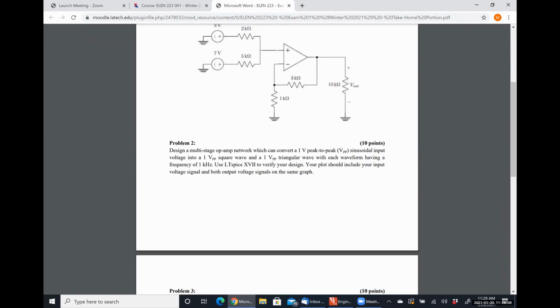You're not necessarily. So you're talking about your problem where you're asked to design a multi-stage op-amp network, which will convert a 1 volt peak-to-peak sinusoidal input into a 1 volt peak-to-peak square wave and a 1 volt peak-to-peak triangular wave. So one thing that you need to recall is that it takes time for your capacitor, if you're doing an integrator circuit, to fully charge and fully discharge. And that time constant is simply going to be RC.